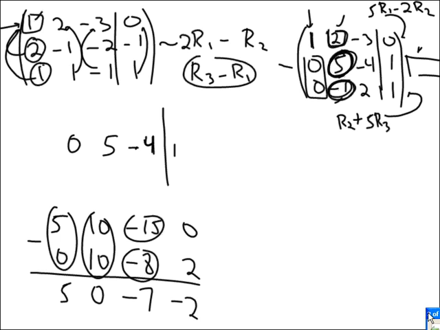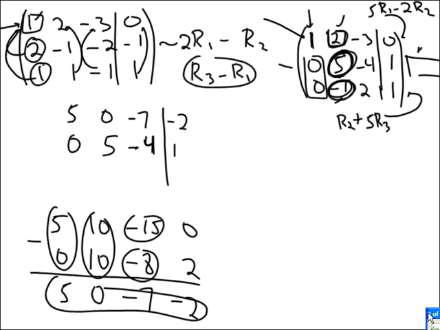So right now, 5 is the new row 1. This answer is a new row 1: 5, 0, negative 7, negative 2. See, there's no point in getting this to be a 1 because now it's a 5.